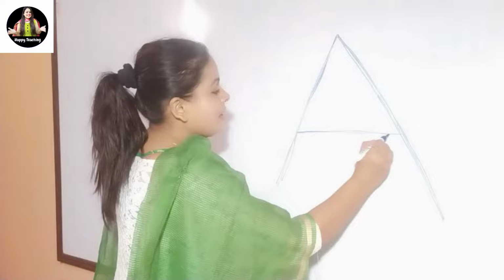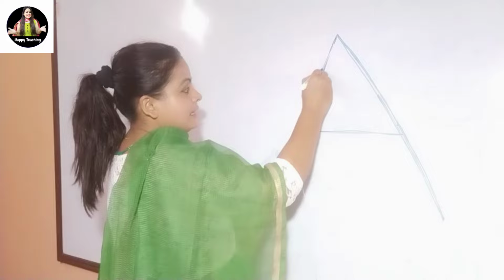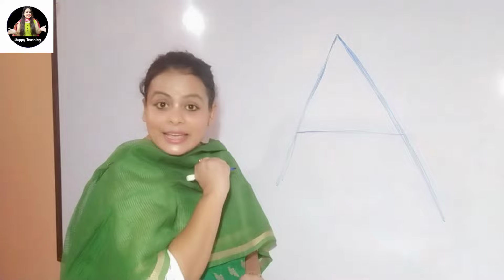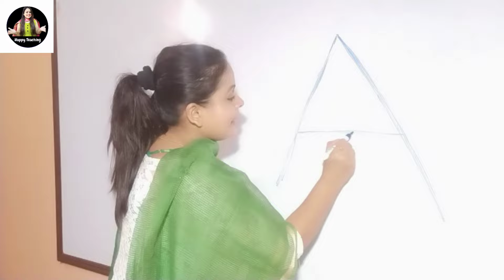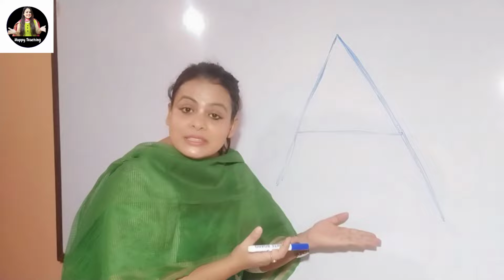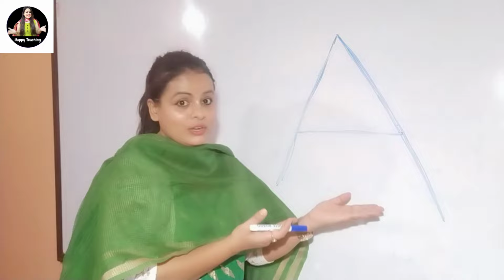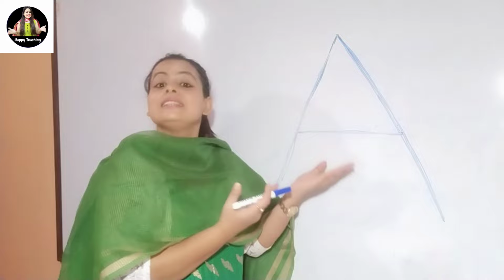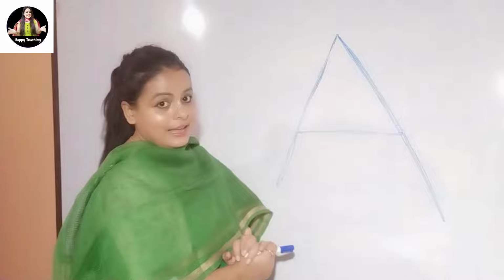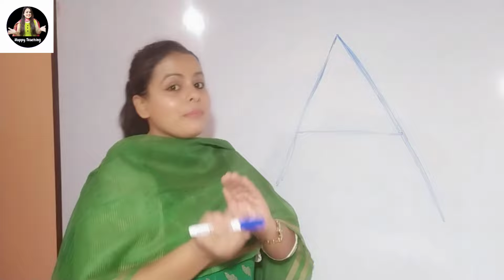Okay, start from the top. Slanting line to the left. Again, another slanting line to the right. And a sleeping line in the middle, and stop. So this is our letter A. This is our capital A. What is this? Capital A. And this is also called, what is it called? Mama A. Very good, children. For today, we will just learn capital A, mama A. And next day, we will learn baby A, small a.